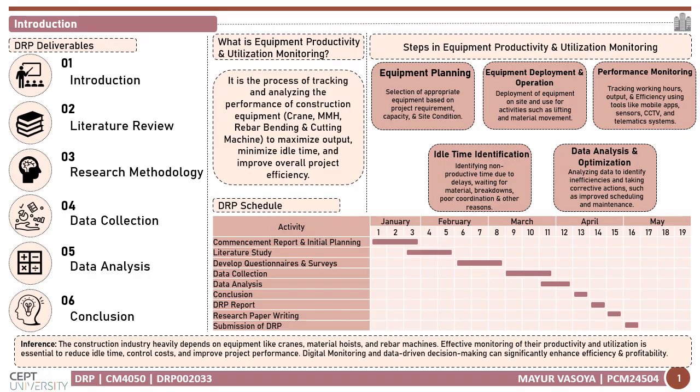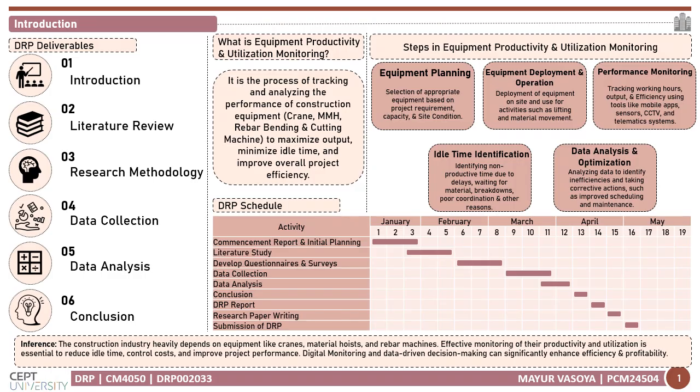The process starts with equipment planning, where suitable equipment is selected based on project requirements, capacity, and site coordination. After that comes equipment deployment and operation, where the selected machines are used for site activities such as lifting, concrete placing, material movement, and reinforcement processing. The next step is performance monitoring, where the working hours, idle time, output, and efficiency are tracked. It can be done using a mobile app, CCTV, sensors, or telematics systems.